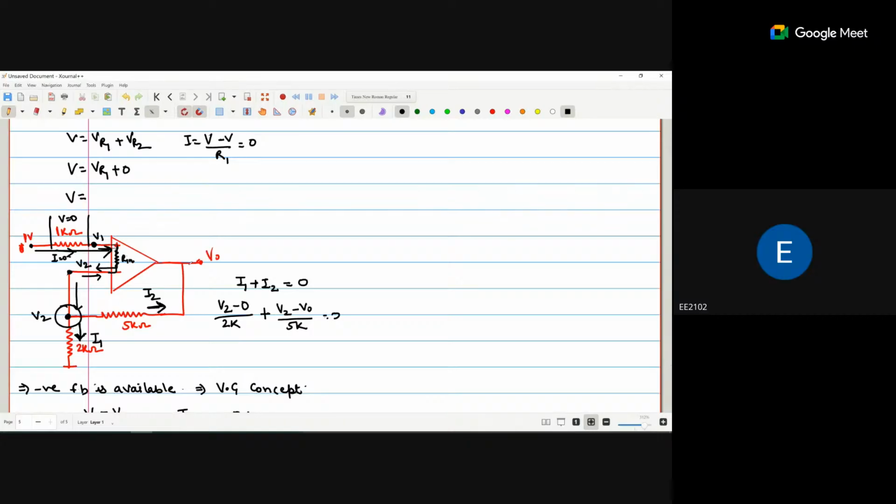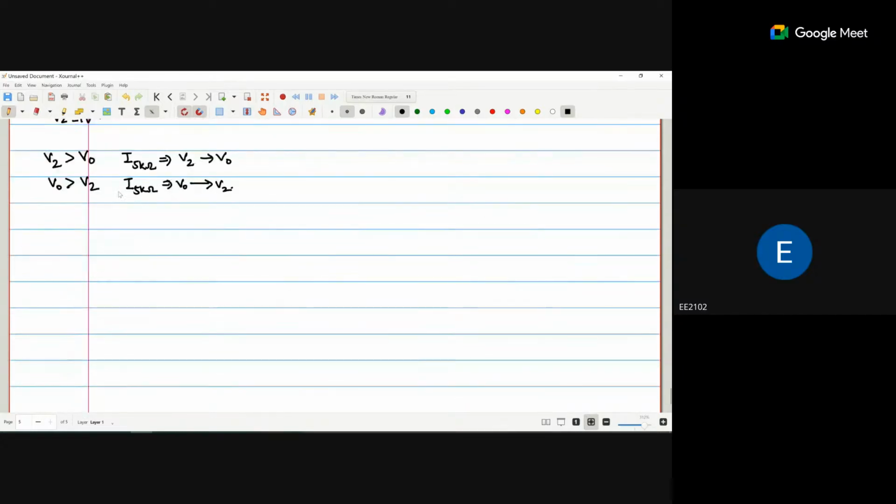We know that 1 volt. So apply the 1 volt here. This is also 1 volt. Can you calculate the V0? Yeah. That is a mathematical calculation. Understood? Any doubt? Yes, sir.